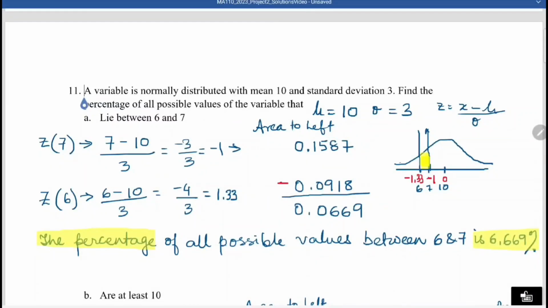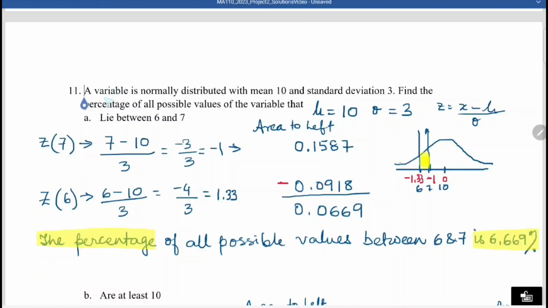Hello everyone, this is going to be part 2 of the video solutions for the test 2 review questions, and we are going to start with this particular question on normal distribution and finding areas under the curve.